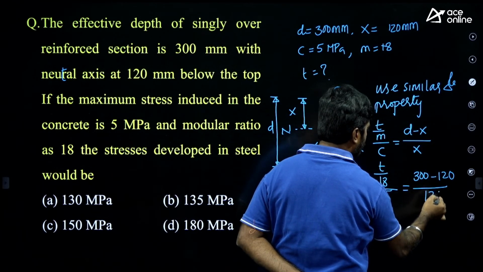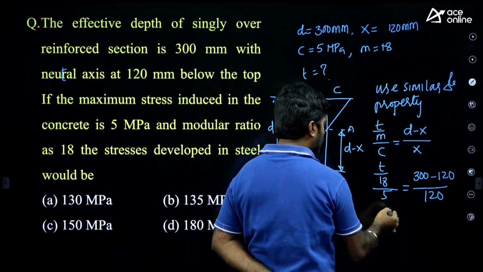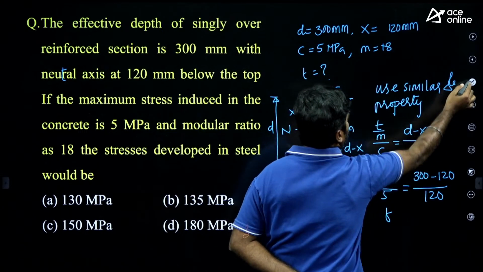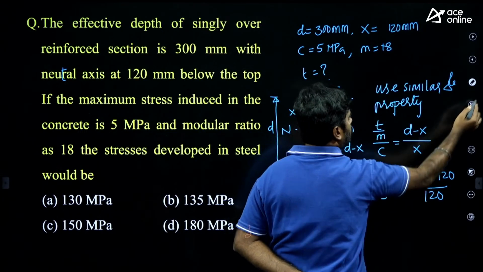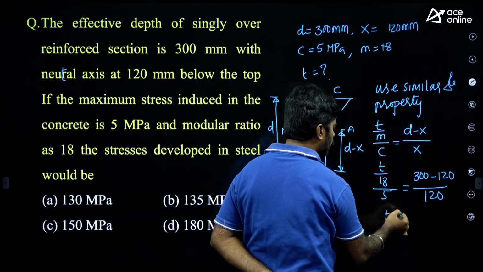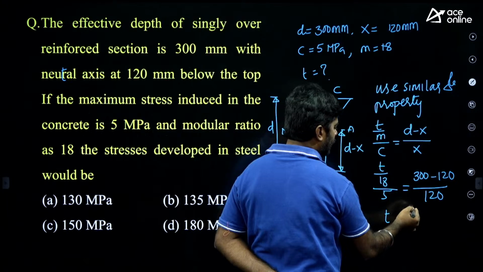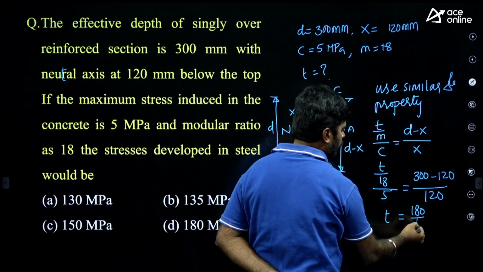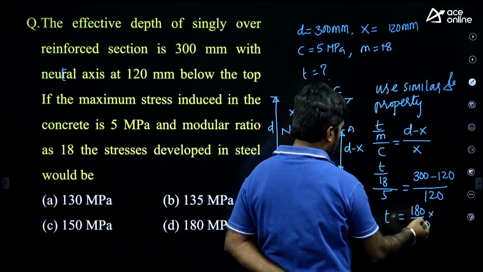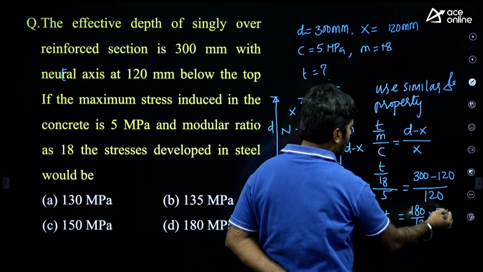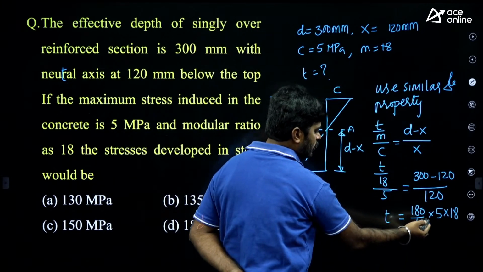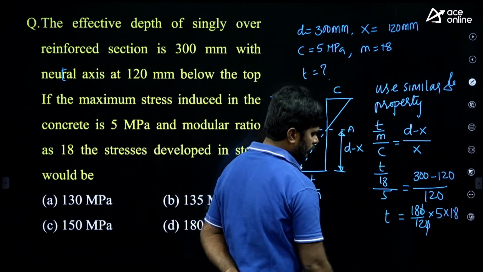Upon 120. Now, T equal to what? T equal to, from this, it is 180 upon 120 into 5 into 18. Okay, my dear, simplify. 0, 0 gone.